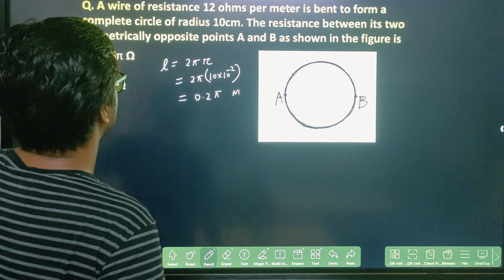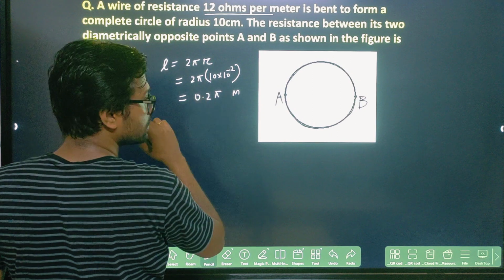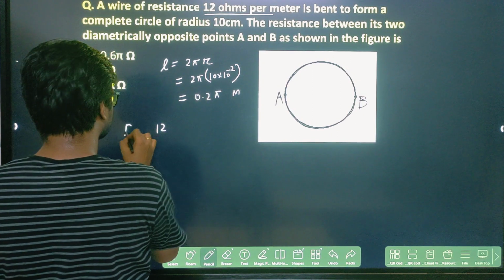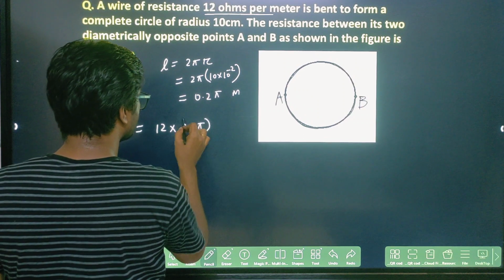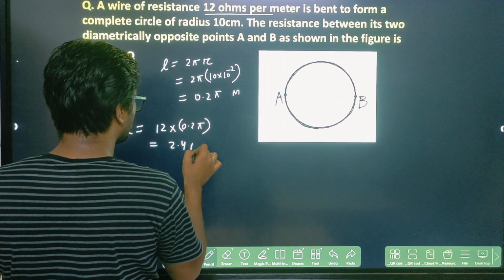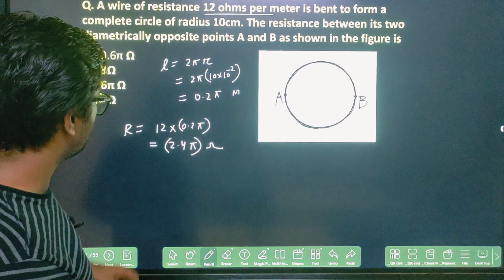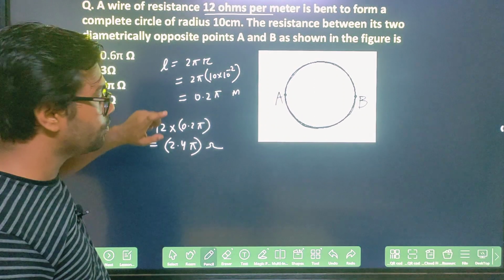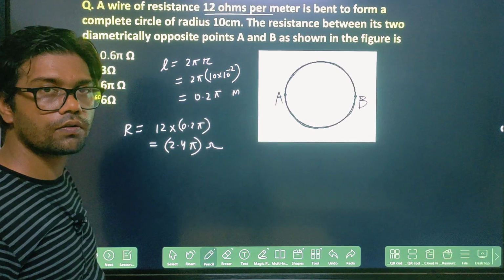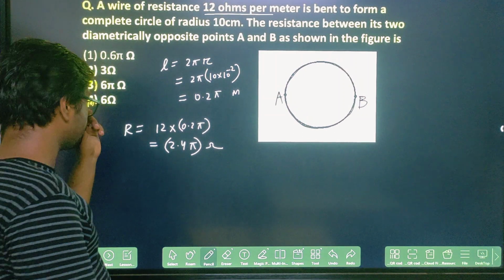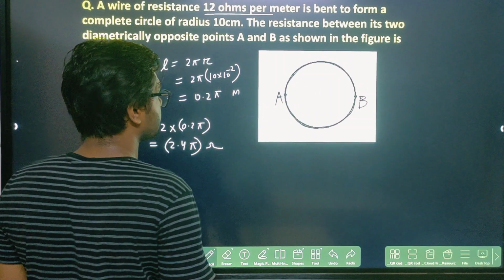So resistance is 12 ohm per meter. That means for this length, how much resistance will there be? The resistance will be 12 ohm per meter into 0.2 pi. So this will be 2.4 pi ohm. The resistance will be this much, because per meter the resistance is 12 ohm, and for this length the resistance will be 2.4 pi ohm. Clear? Now this full length has this much resistance.